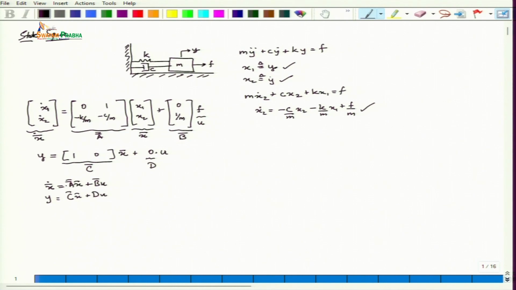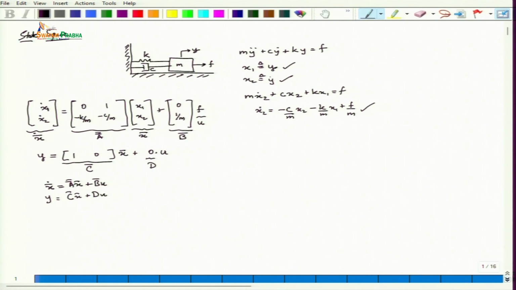The matrix A is called the state matrix. This vector B is called the input matrix. C is basically the output matrix or output vector, and D is the feed through matrix or constant.